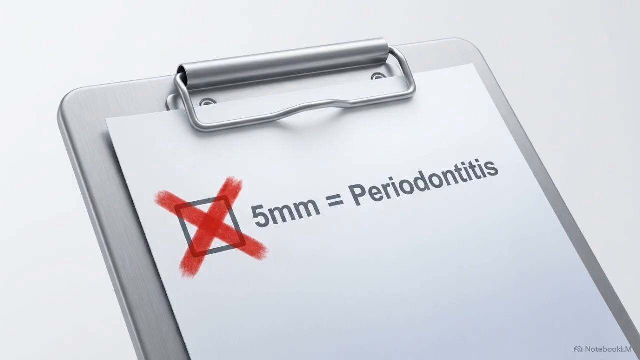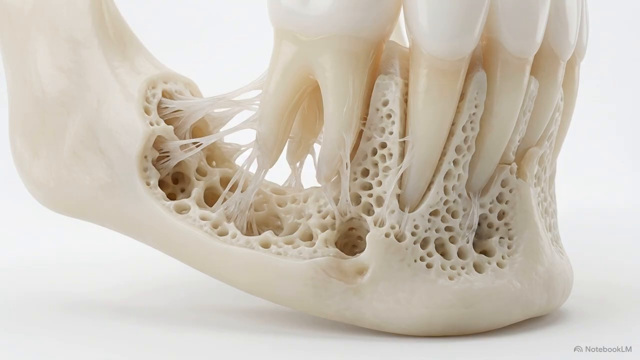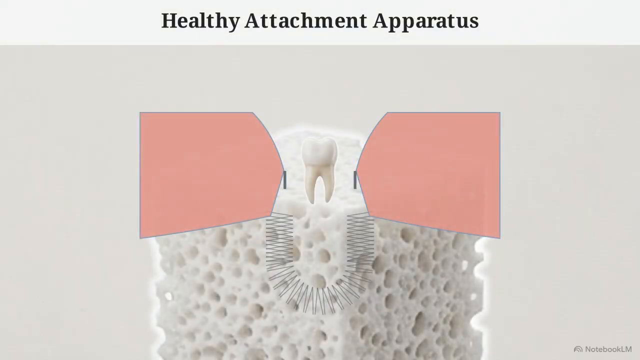A common clinical error is to assume that matching measurements indicate an identical disease state. Probing depth acts as a measurement of physical geometry, the distance from the gingival margin to the base of the sulcus, rather than an indicator of periodontal disease severity. The boundary between gingivitis and periodontitis depends on the physical integrity of the periodontal attachment apparatus.